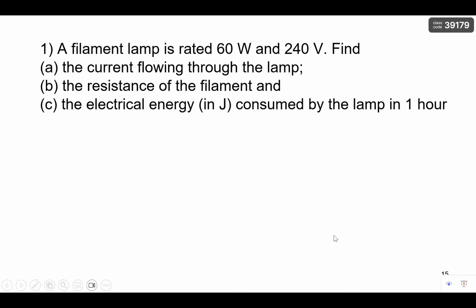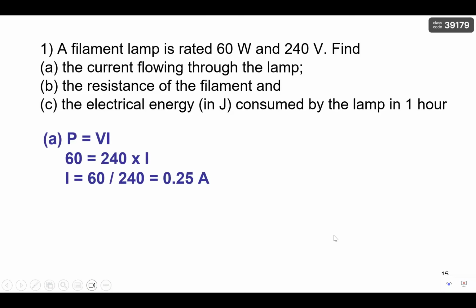So to find the current, I will use the formula P equals VI. I want to find I, so I equals P over V. So it will be power over voltage, 60 over 240 volts. I get 0.25 ampere. Next one, part B, I want to find the resistance. So I'm going to use R equals V over I. My V is 240, my I is 0.25, I get 960 ohms.